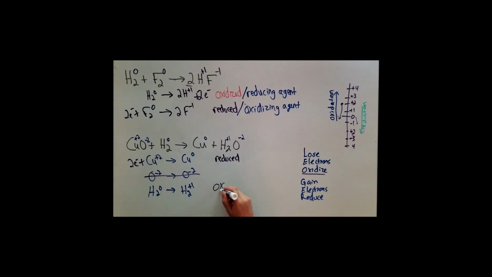Right? So by default, I know that this one down here is going to be oxidized. But just to make sure, it's going from a 0 to a +1. So upward direction, yes, it is oxidized. It loses electrons to go from a 0 to a +1 charge because electrons are negatively charged. So we have 2 electrons on this side because there's 2 hydrogens, so I need 2 electrons, 1 for each of them, to get back to 0.